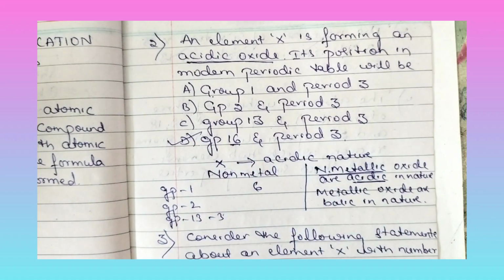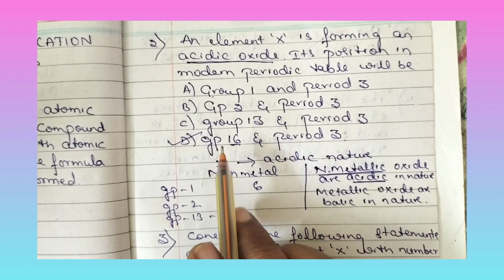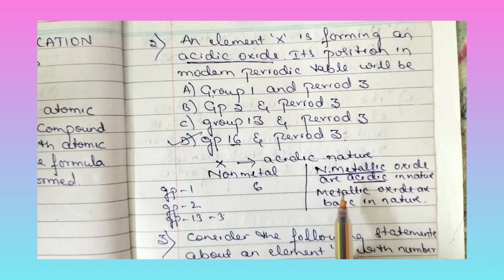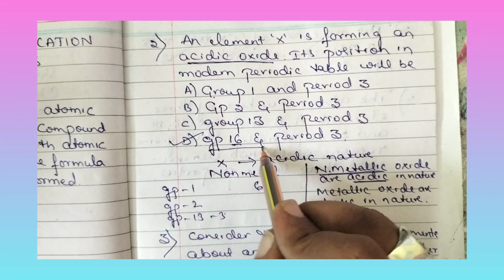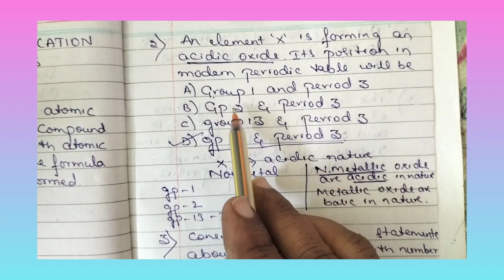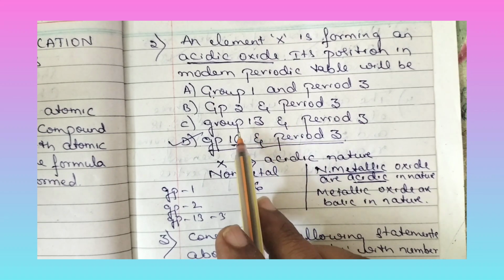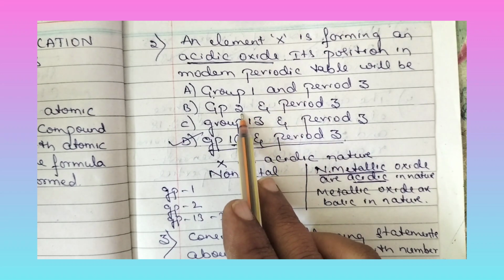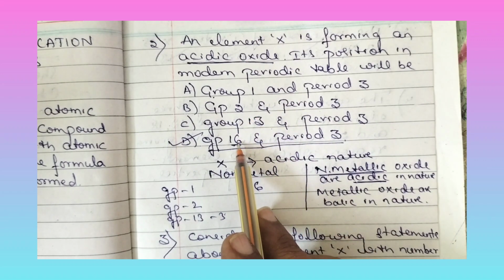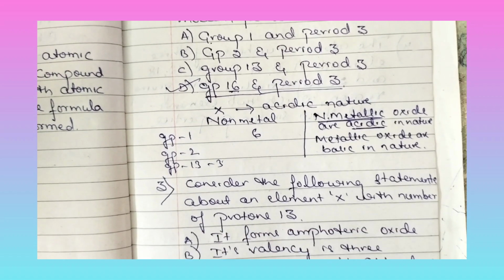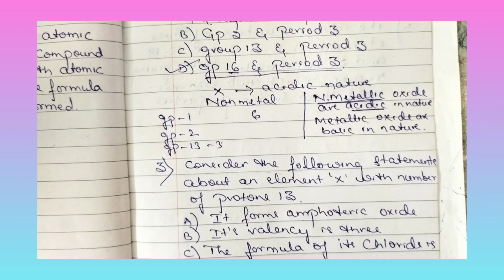So the correct option is group 16. The elements that belong to group 16 and period 3 are non-metals, and non-metallic oxides are always acidic in nature. Therefore the right answer is group 16 and period 3. Group 1 are alkali metals, group 2 alkaline earth metals, and group 13 is also a metal. Their valencies are 1, 2, 3, and for group 16 it is 6. Therefore it is acidic in nature, that is, non-metallic oxides are always acidic in nature. So this is how to answer question number 2.